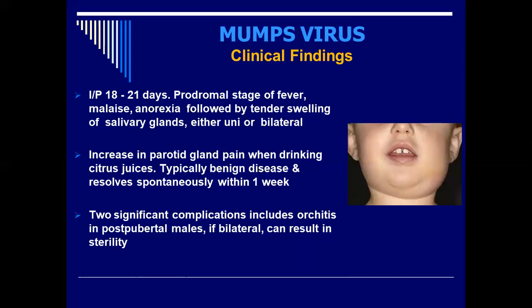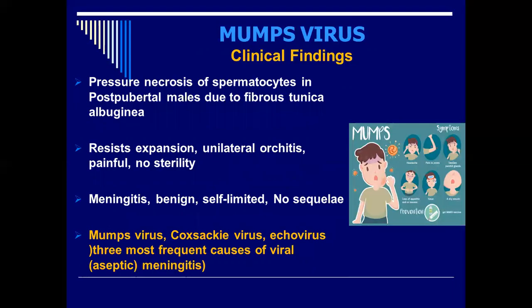Two significant complications that can occur in mumps are orchitis in post-pubertal males, and if bilateral, this orchitis can result in lifelong sterility, because of pressure necrosis of the spermatocytes, due to the involvement of the fibrous tunica albuginea. There is pressure and there is necrosis, and this results in resistant expansion. Unilateral orchitis causes pain and sterility.